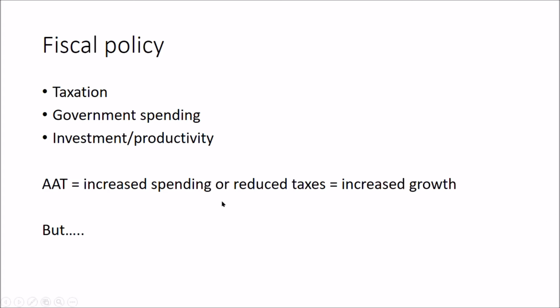In a very simplified world, from an AAT perspective, increased spending or reduced taxes is going to increase growth. So increased government spending is more activity going on, and that's increasing GDP. Reducing taxes gives more money into the economy, increases GDP through increased growth. That's their view. A very Keynesian world, really, that the AAT is sort of living in.